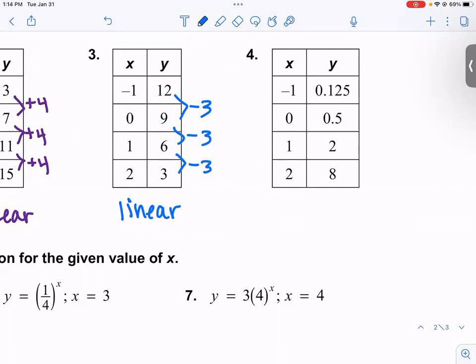Okay, what's number 4? It is exponential. Okay, we multiply by 4 over and over to get our exponential. Good. Estelle. It's like multiplication or division is exponential and subtraction or addition is linear. Yep.